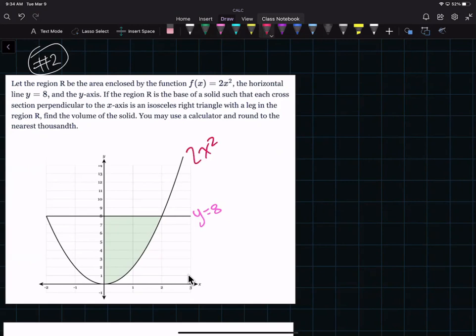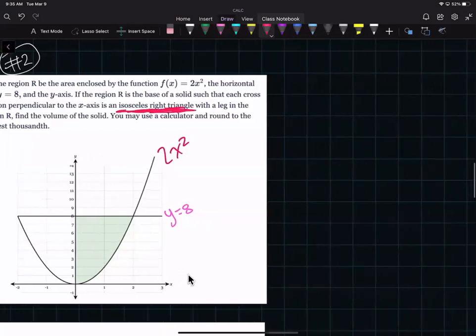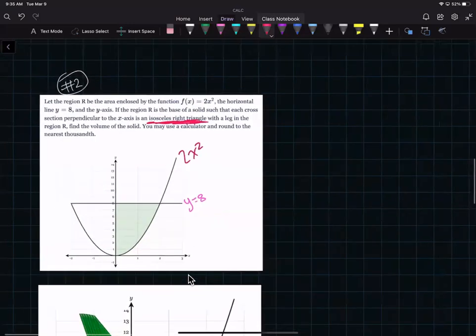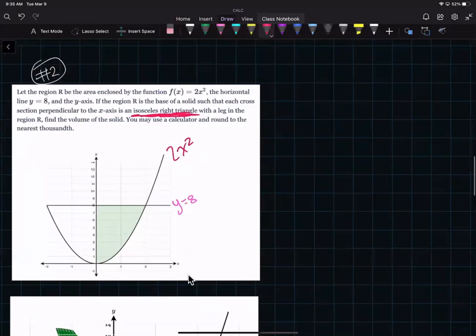So let's go ahead and draw a sample triangle because as you can see, they're telling you that this is going to be an isosceles right triangle, okay? An isosceles right triangle with a leg on the region. This is important. Maybe you're not realizing how important this is, but this is going to save you from making a mistake.